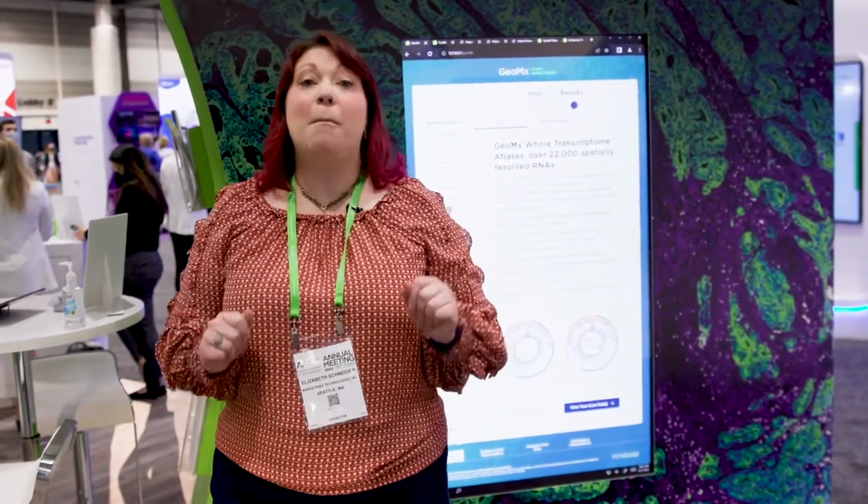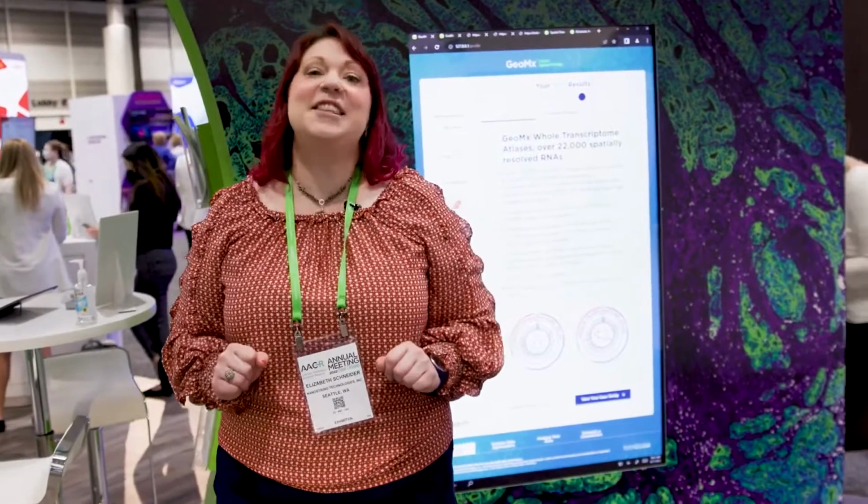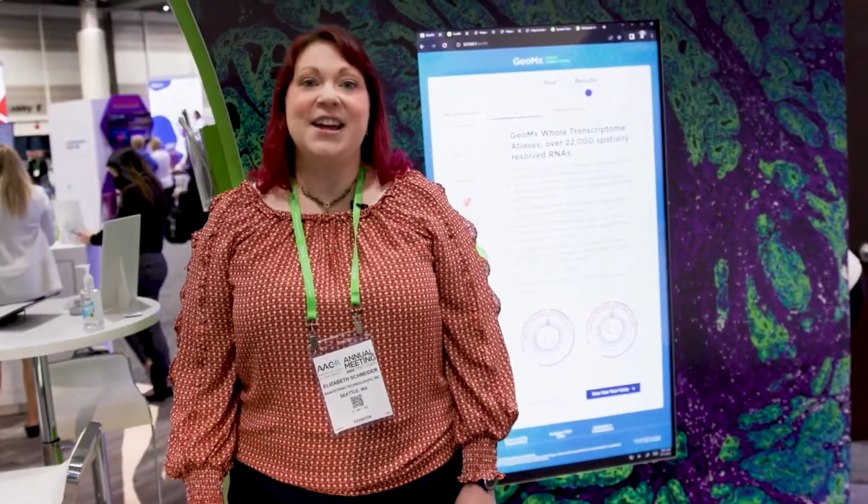We have an exciting day today. We're going to be visiting multiple Nanostring customers at the poster presentations to talk to them about their work using the GeoMx Digital Spatial Profiler to study cancer.